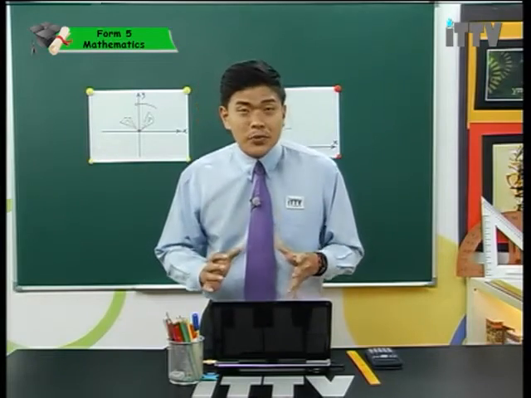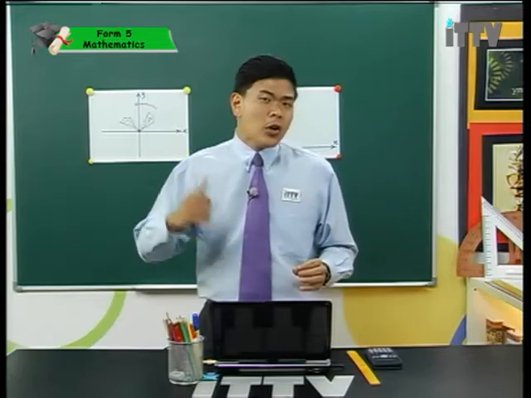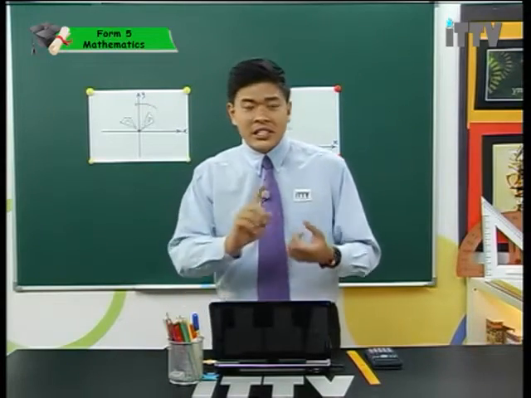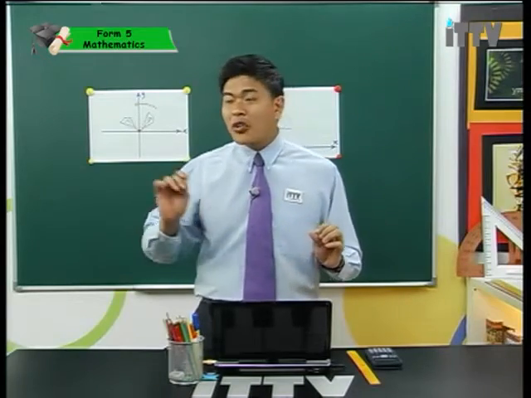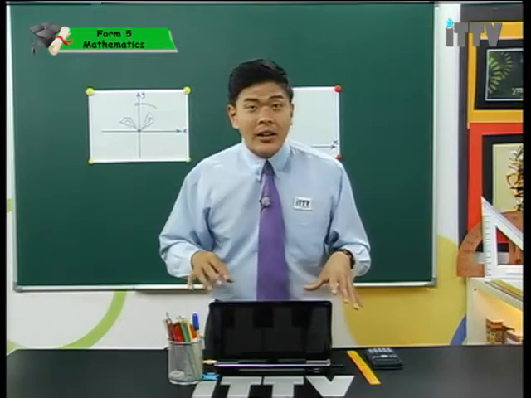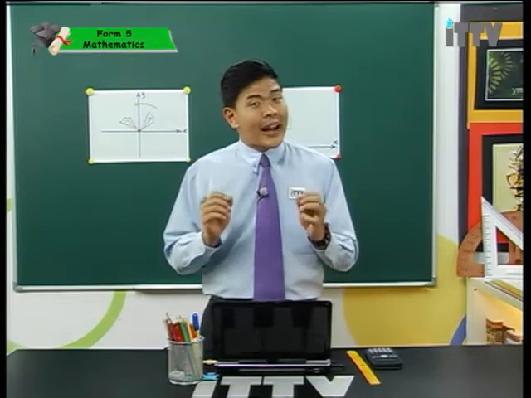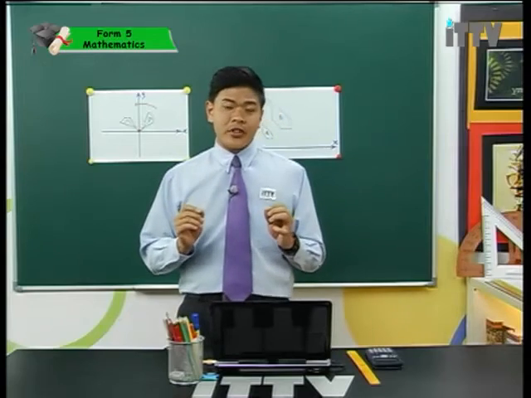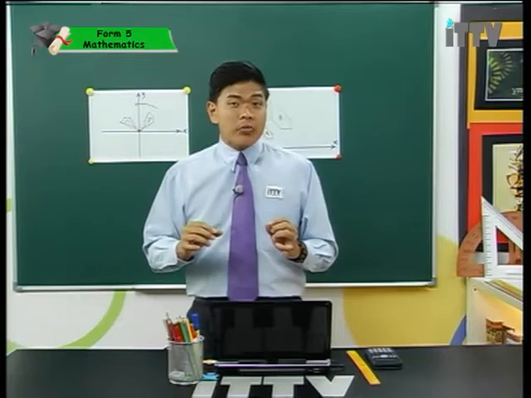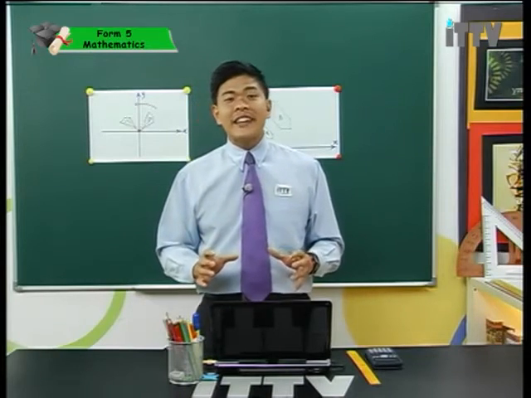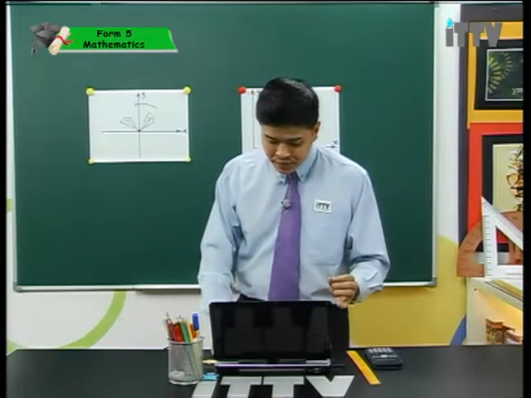Enlargement is the only transformation where the image is a different size from the object. Look at the earlier 3 transformations that we have done: translation, reflection, and rotation. No matter how you translate, reflect, or rotate it, the image will always be the same size as the object. But enlargement is the only transformation where the image is either bigger or smaller than the object. That is why enlargement is categorized as a non-isometric transformation.